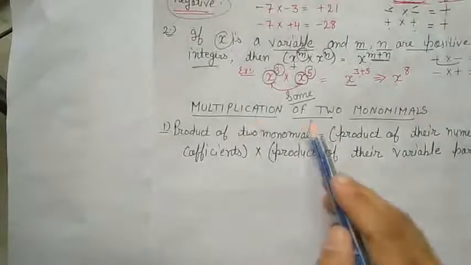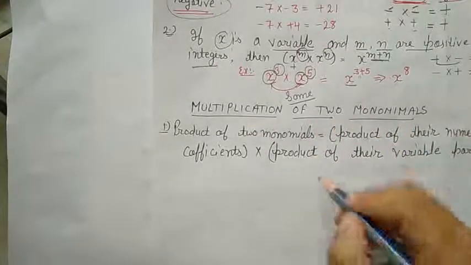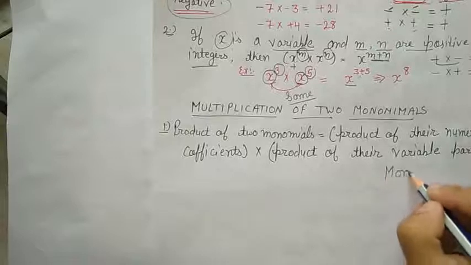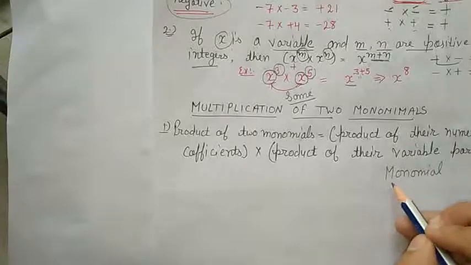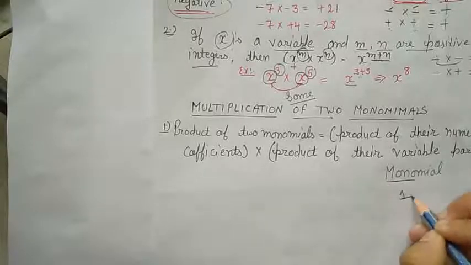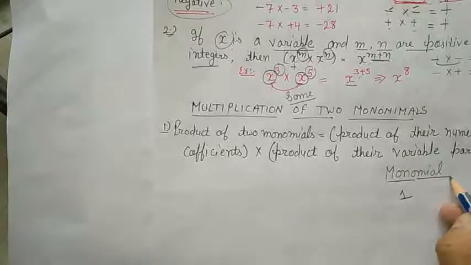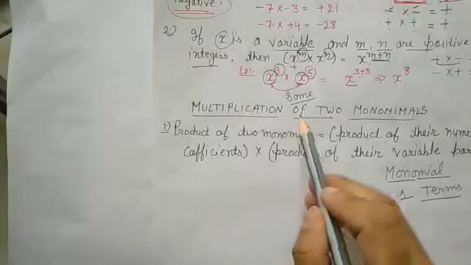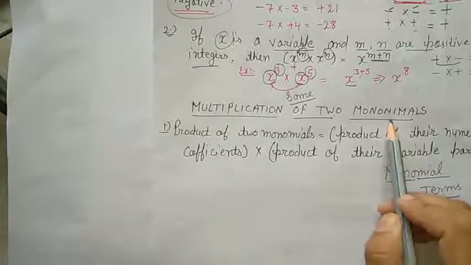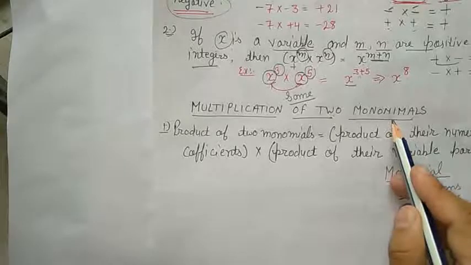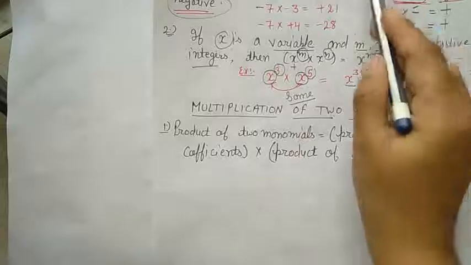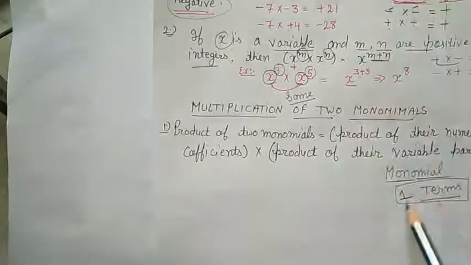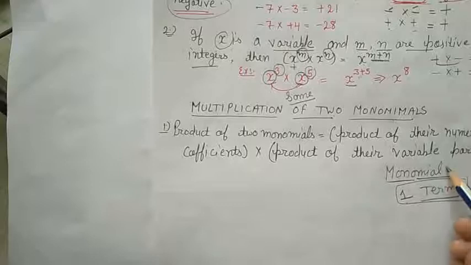Now multiplication of two monomials. What do you mean by monomial? As I told you in the previous chapter, mono means one and nomial means terms. An algebraic expression with one term is known as a monomial.